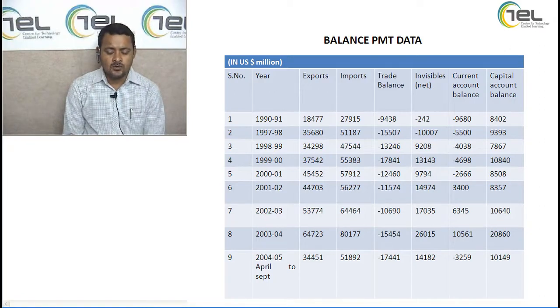I have not included the current data, but as far as I'm concerned, in the year 2010-11, the net income from invisible trading is around 60,000 crores. There is still a gap between exports and imports. The balance of trade is still negative, but it has come down drastically.